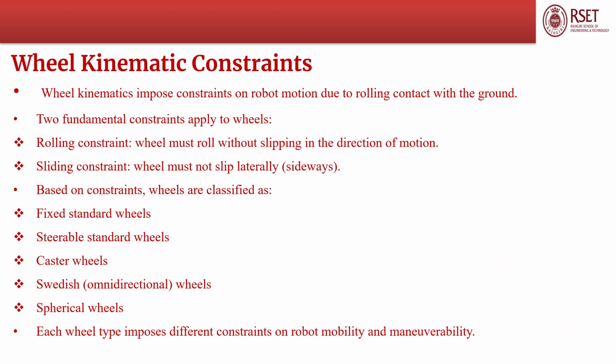Based on these constraints, the wheels are classified into fixed standard wheels, steerable standard wheels, caster wheels, Swedish or omnidirectional wheels, and spherical wheels. Each wheel type imposes different constraints which directly affect the robot's mobility and maneuverability.